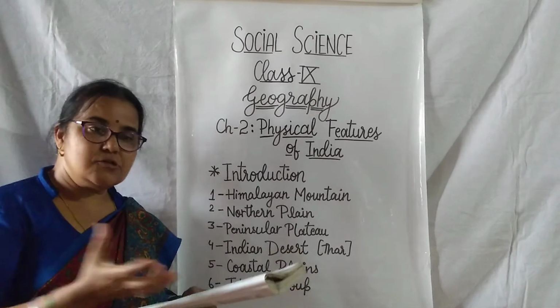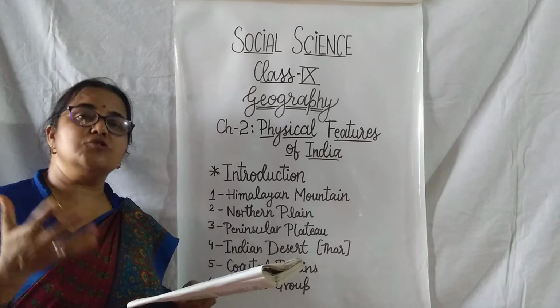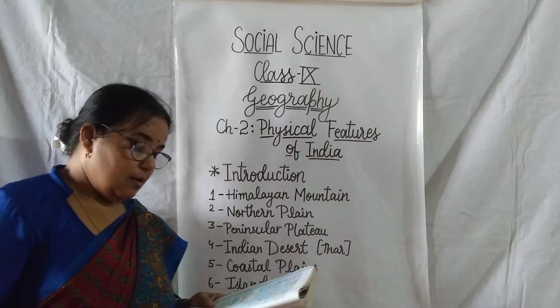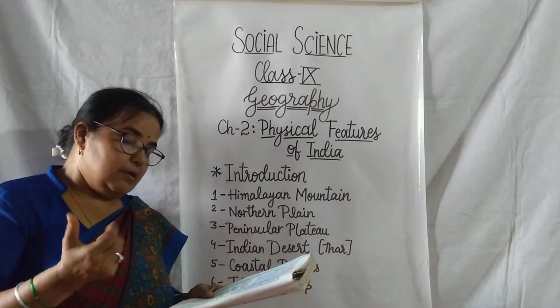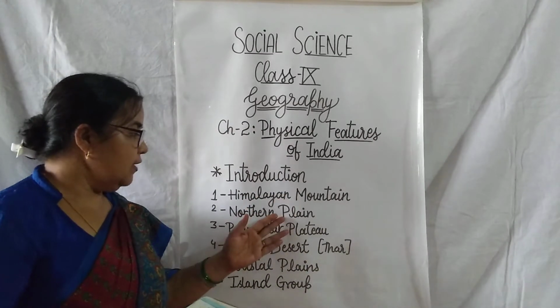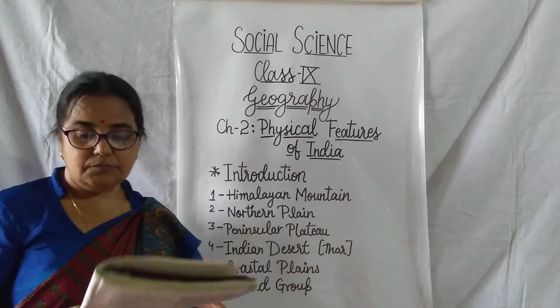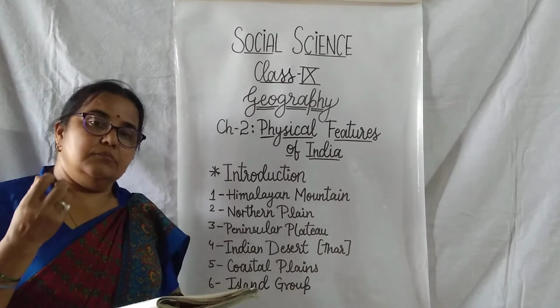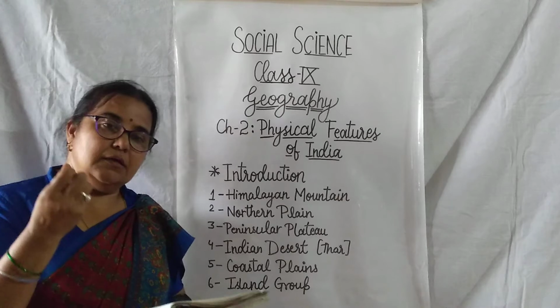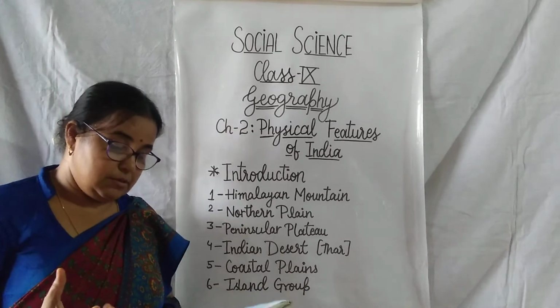Now, this formation does not take only 1 or 2 or 100 or 200 years. It takes millions of years. And these two landforms are formed in our country, the Himalaya mountain and the northern plain. So, that's why India is called a land of different landforms.